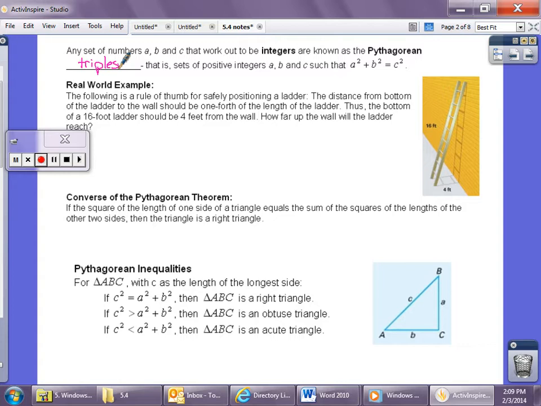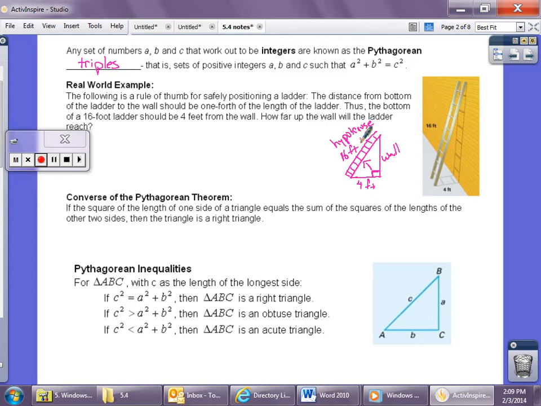Well, what we know about a wall and the ground is that the wall and the ground form our 90-degree angle. And then we have our ladder. So here's our ladder, my fabulous ladder, and we said that this is 4 feet and this is 16 feet. Well, we're looking for the wall. The hypotenuse is always opposite that right angle, so this is our hypotenuse.